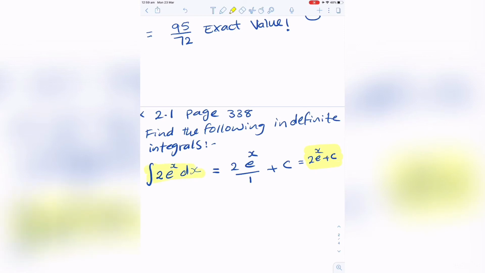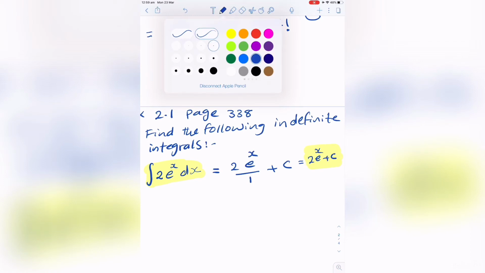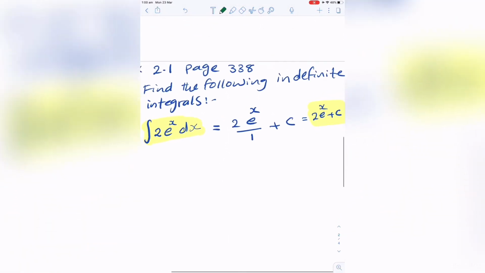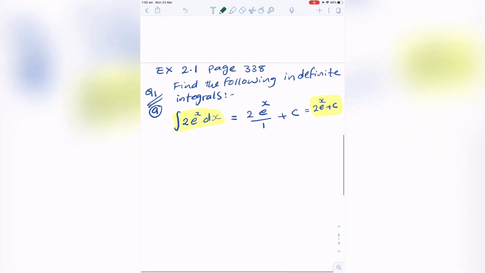Okay. Right. Next question. I'm not going to do them all, by the way. I'm just going to do some of them just to help you. Right. So B is the integration for 4x plus 7e to the power x dx.